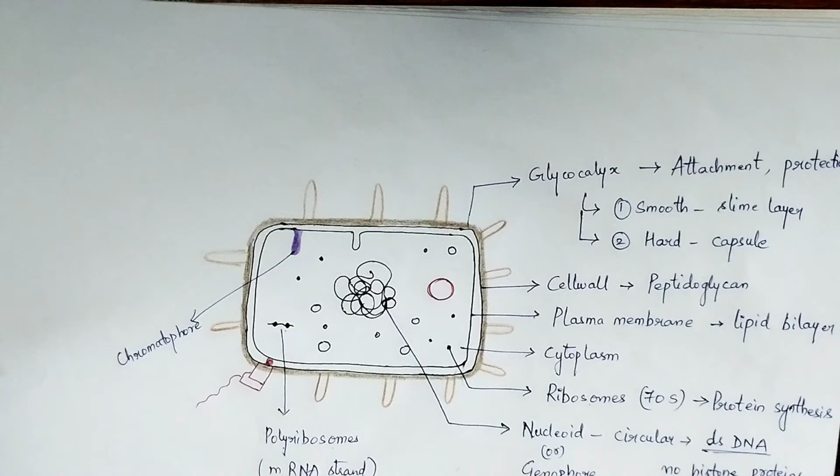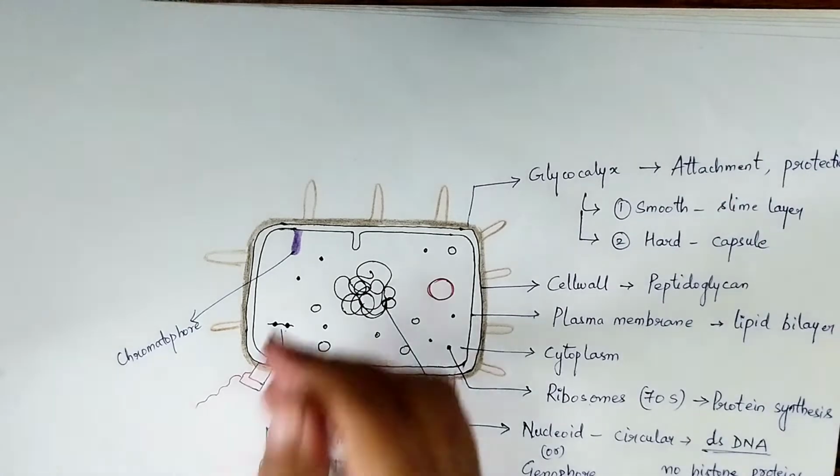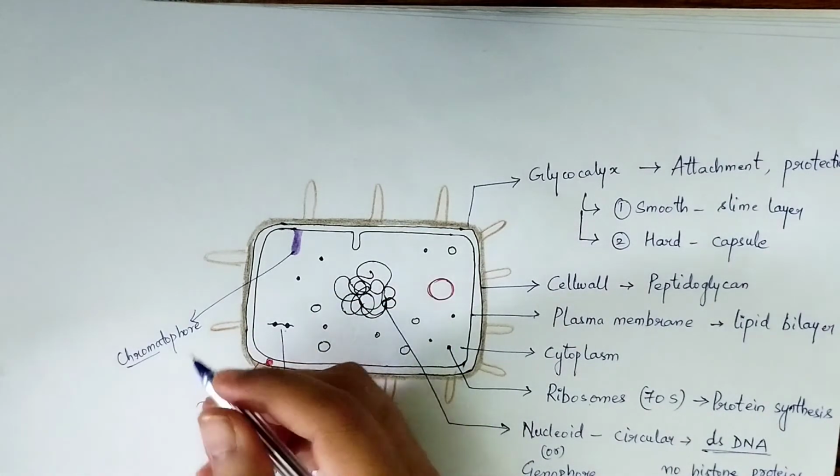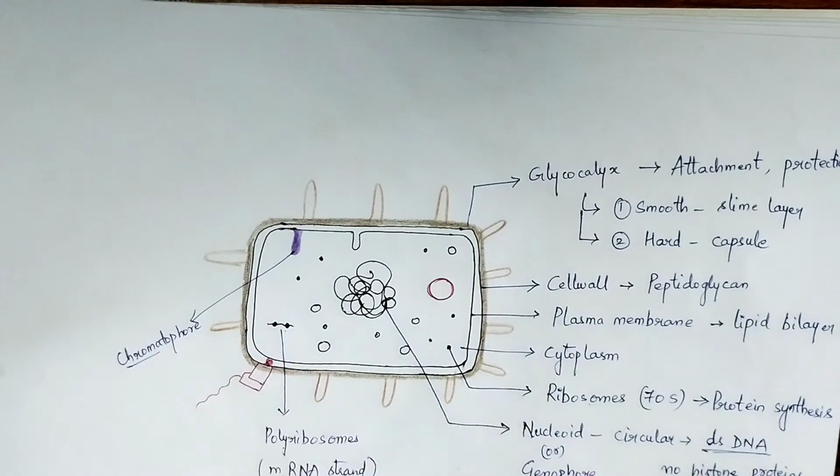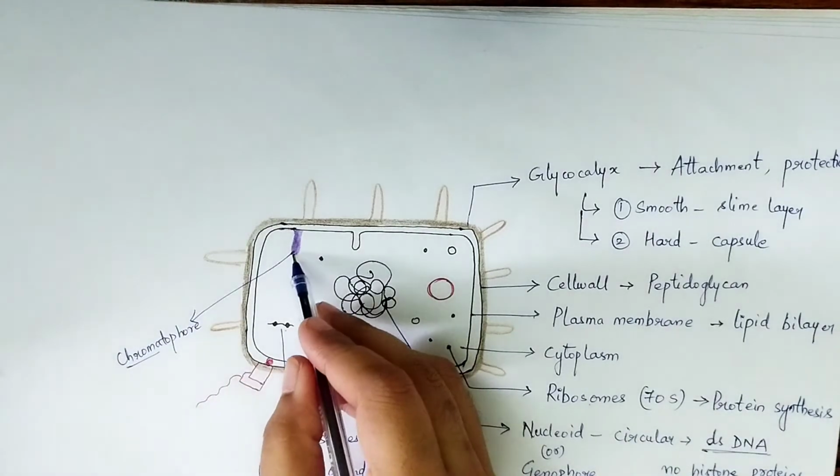Chromatophore. By the name itself, you can easily understand that chroma means green in color, and phore, which is green in color and performs the process of photosynthesis. Chromatophore is nothing but this structure that helps in performing the process of photosynthesis.